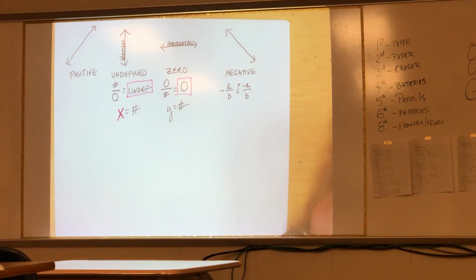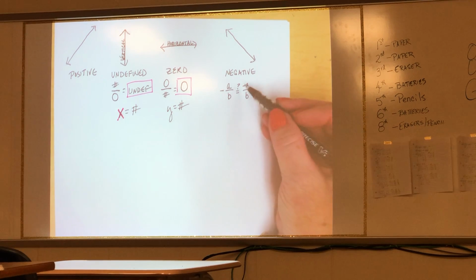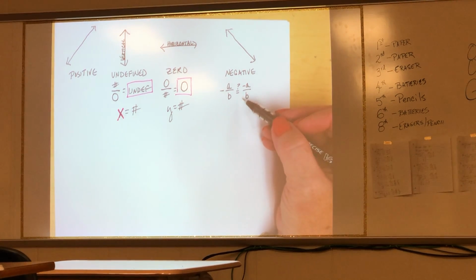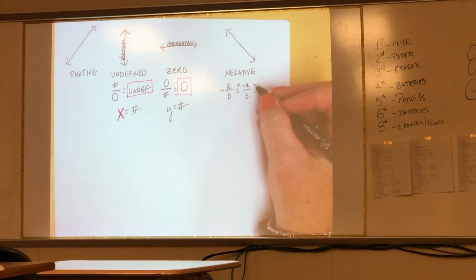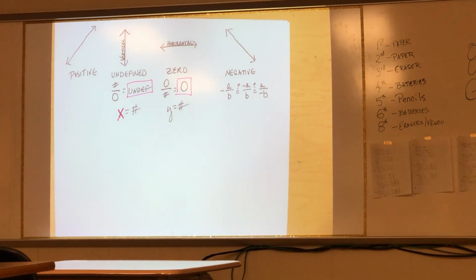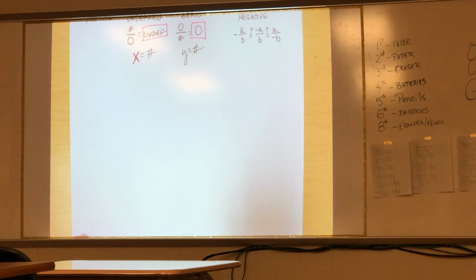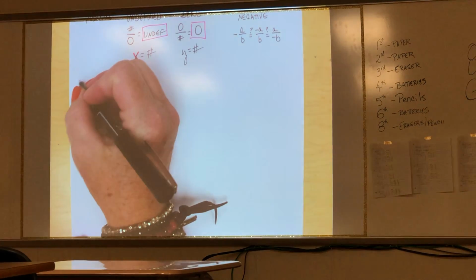Is that the same thing as negative A over positive B? Yes, it is. A negative over a positive, unlike signs when you divide, is what? Negative. Is it the same thing as A over negative B? Yes, it is. It's all the same. Okay, so it doesn't matter how you write it. It all means the same thing. Okay, so let's work 2 problems with this example.